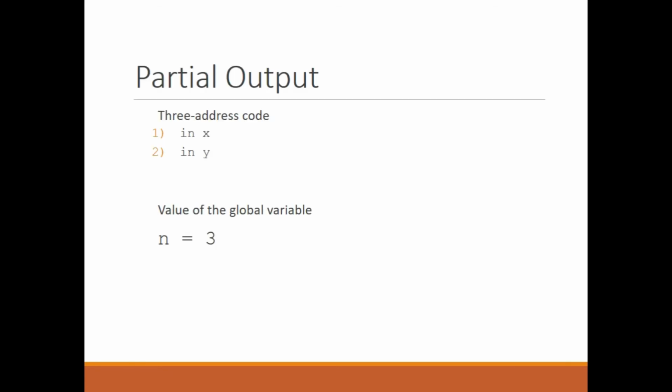This slide shows the output that has been generated up till now, and you can see there is 3 underscore for the input that we've taken, x and y, and the global variable has been incremented 2 times since there are 2 emit statements that have been done up to now.